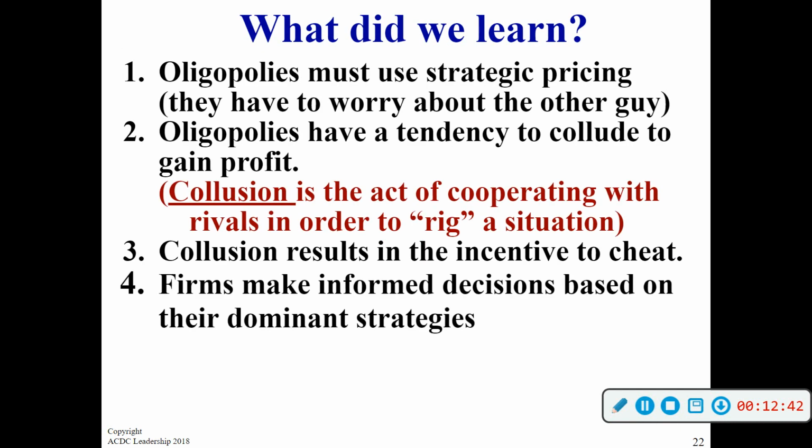All right. So oligopolies have to use strategic pricing. They do have a tendency to collude to earn profit, but outright collusion is illegal. They can't outright set prices together, but they can kind of pay attention to what the other firms are doing, and it's a lot of gray area to do it.